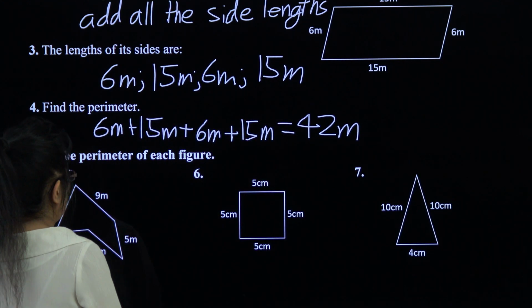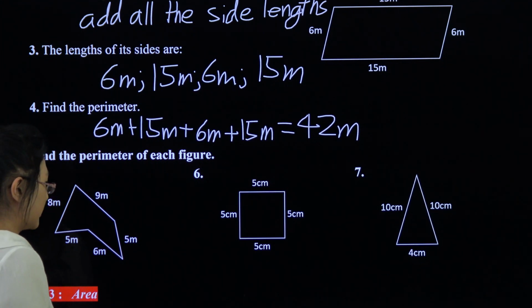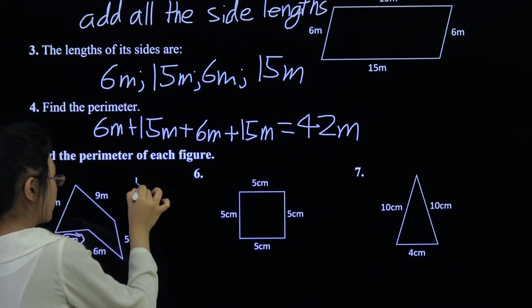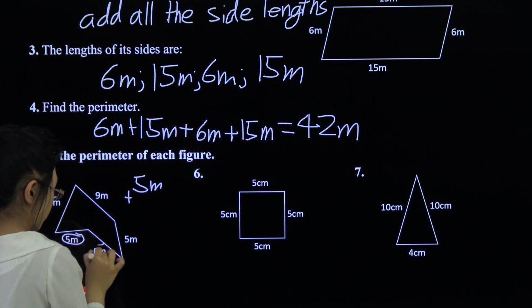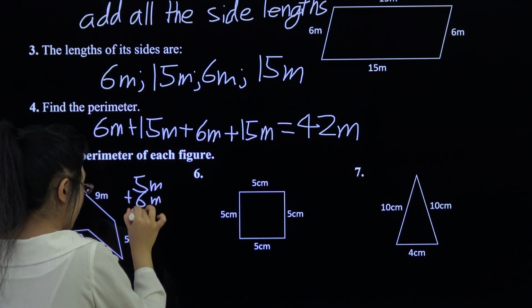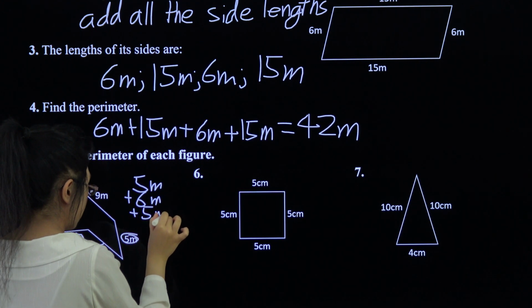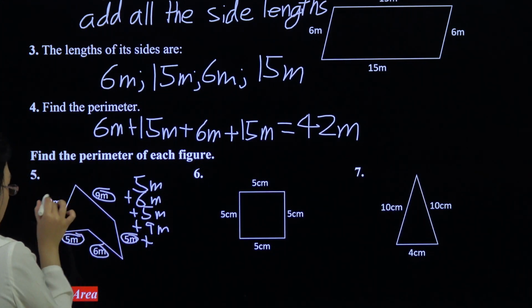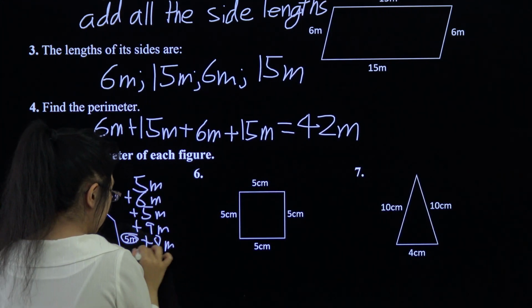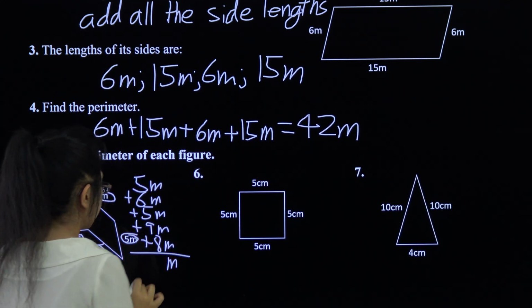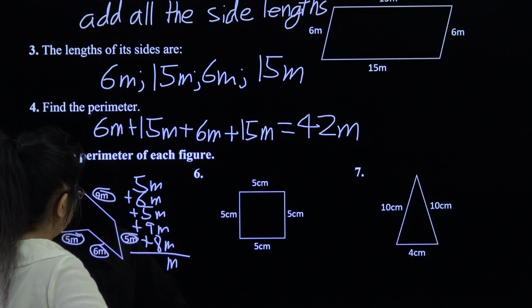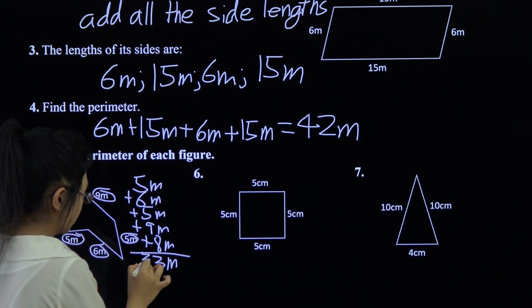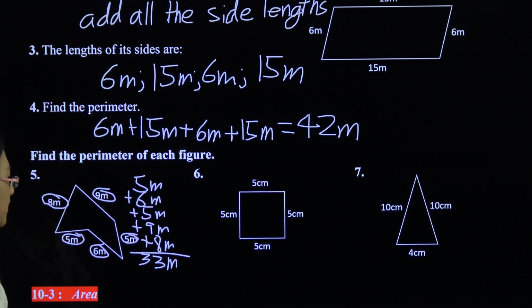But find the perimeter, what do we do? We add all the sides up. So there's 5 meters plus 6 meters plus 5 meters plus 9 meters plus 8 meters. Okay, that's all the side lengths. We add them up and we get, well then, 33. We get 33 meters. All right, moving on.